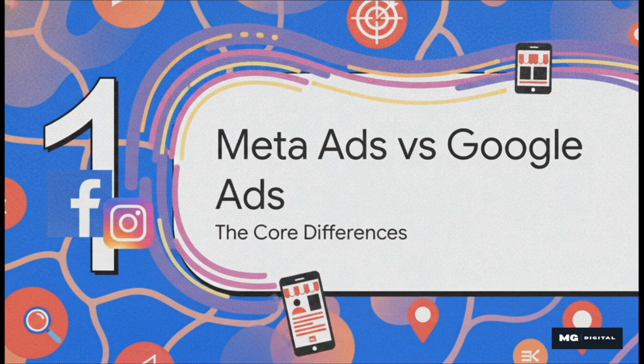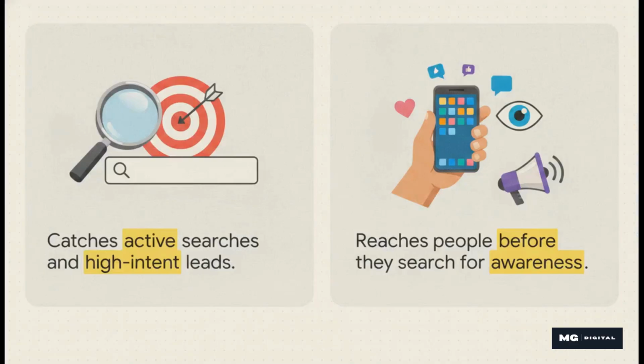Section 1. Meta ads versus Google ads. Understanding the difference. So to truly grasp the power of Meta ads, which, remember, includes both the Facebook and Instagram platforms, we kind of have to anchor it against something familiar, like Google. Now, Google ads are fantastic, right? They catch people who are already actively searching for what you offer. If someone types AC repair near me, boom, they're a high-intent lead ready to buy right now.